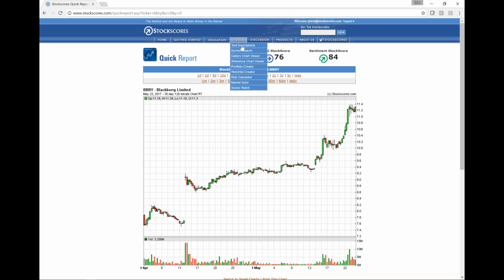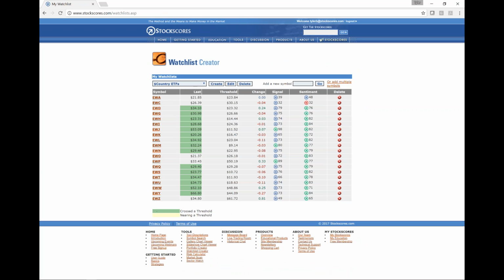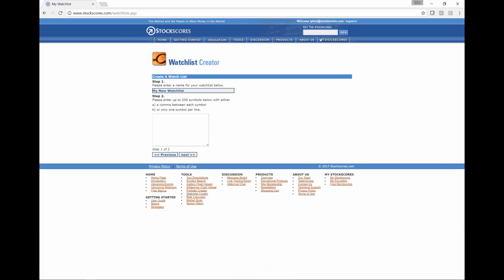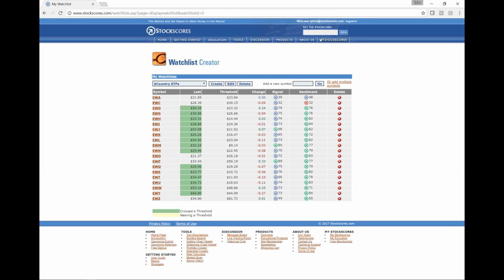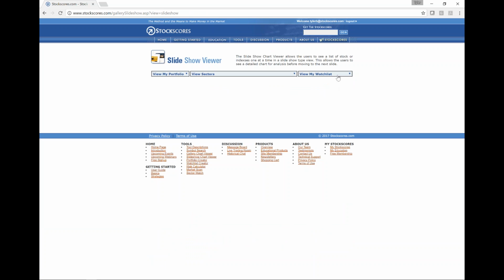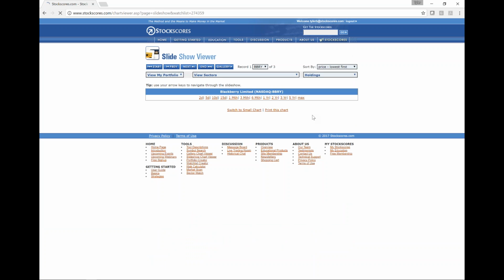What you should do is build a watch list of your positions. So you go into the watch list creator and you create a new watch list. You can call this one My Holdings and type in a few symbols and submit. Now, on a daily basis, all you have to do is go into the slideshow chart viewer, go to view my watch list and pick up the holdings list.